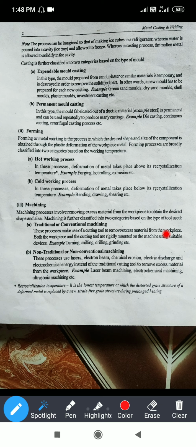For example, bending, drawing and shearing are manufacturing methods of this type. So the sheet metal works, the centering works you have seen, the bending of the steels, these types of works, of fabricating the steels, these types of things are manufactured by forming methods.